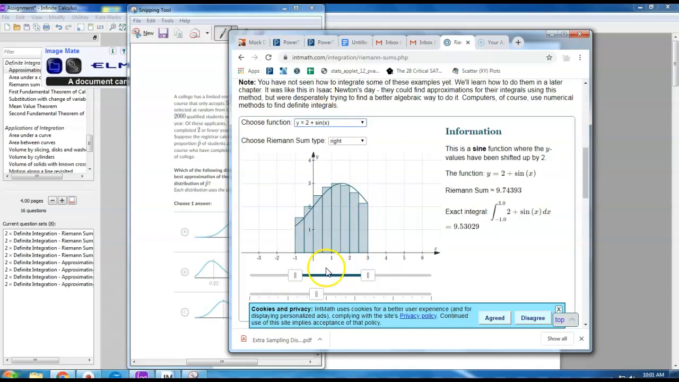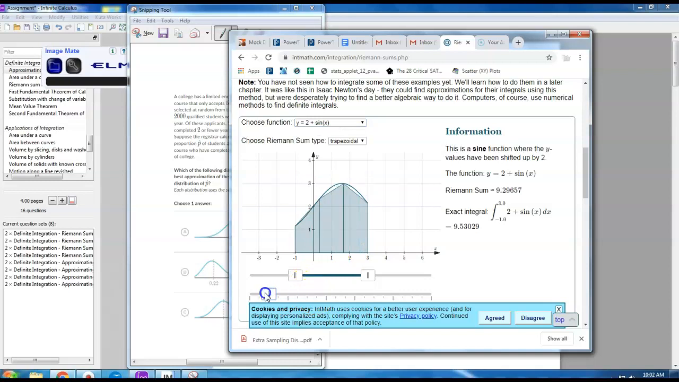Here's 2 plus sine of x. Right-hand method, so I'm going on the right-hand endpoint of each. Left-hand method, left-hand endpoint of each. Midpoint, so I'm going in between, in the middle of the rectangle. And then trapezoid, which again is not as perfect as it looks.